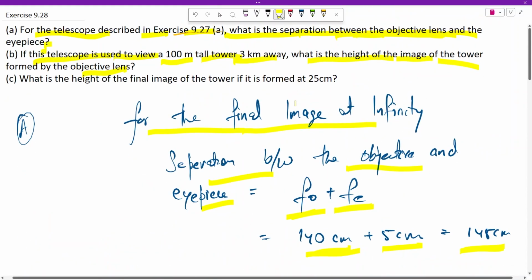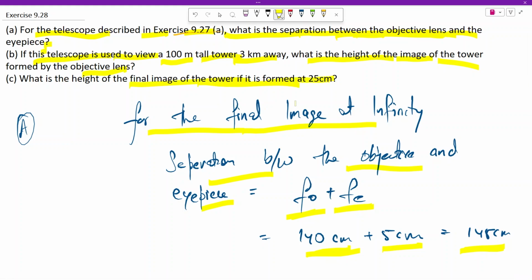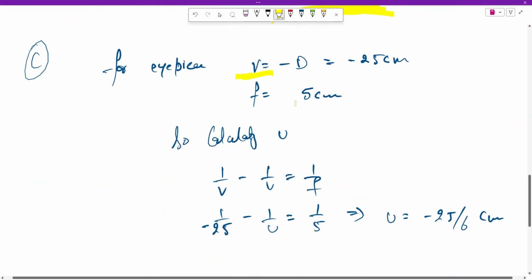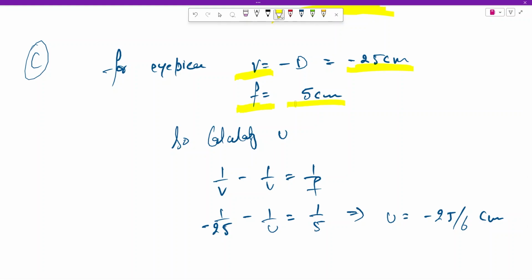Now the third question follows. What is the height of the final image of the tower if it is formed at 25 centimeter? So given the same arrangement that the image height is 4.7 centimeter, we have to find out what would be the final image height. What is the height of the final image if it is formed at 25 centimeter from the eyepiece? So here in this case for the eyepiece, we have been given v, that is the final image position, that is 25 centimeter. We have been given the value of f, that is focal length, that is 5 centimeter. Using the lens equation, we can find out the only unknown, that is u, the object position from the eyepiece. So calculating u, we will get a value of 25 by 6.